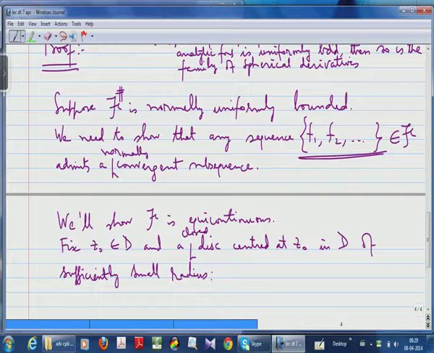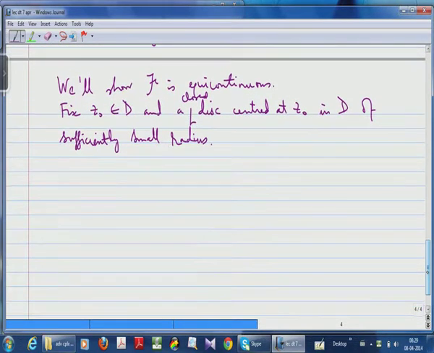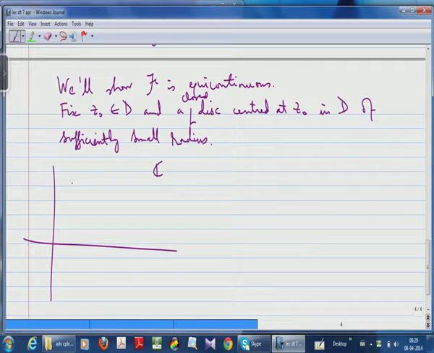So the situation is like this. You have the complex plane, and you have this domain D. I'm always trying to draw a bounded domain, but it need not be a bounded domain, because if it's an unbounded domain, I can't show it on a picture. So here is the domain D.